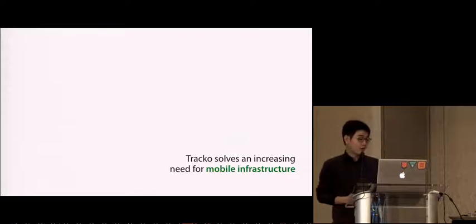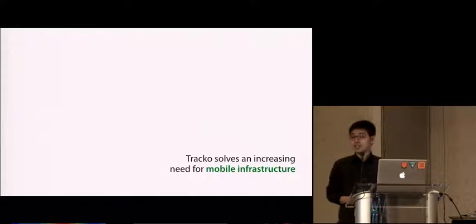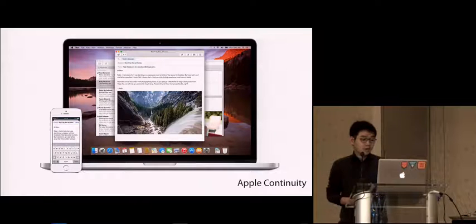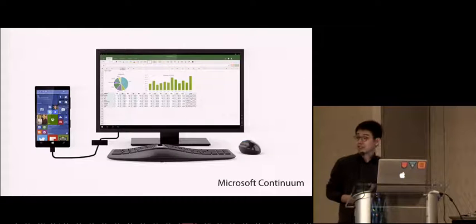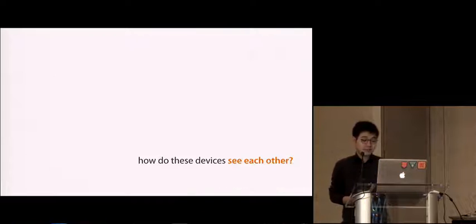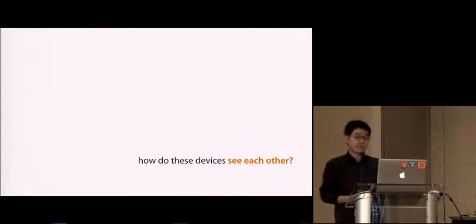What Tracko solves is the increasing need for the mobile infrastructure. We are finding more and more applications span multiple devices. For example, Apple Continuity on iOS, Samsung Flow on the Android phone, and Microsoft Continuum on Windows phone. They also enable the interaction between devices in the proximity. But how do these devices actually become aware of each other?